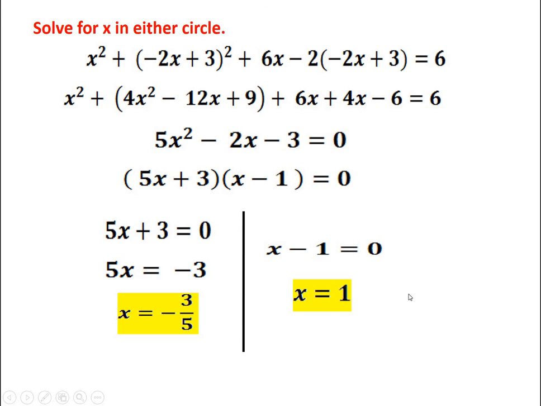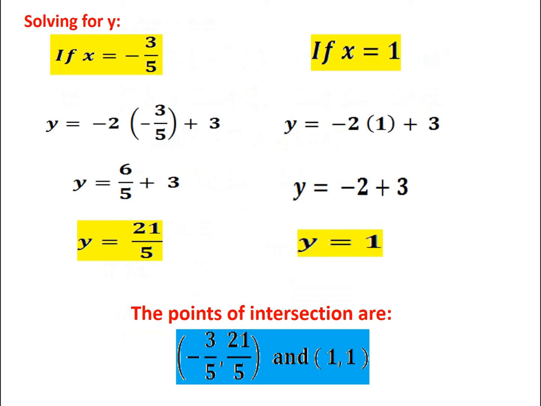So as you can see, the first x is negative 3/5. If x is negative 3/5, you just substitute that in the given equation of the line, which is y equals negative 2x plus 3. So in this case, we have negative 2 times negative 3/5 plus 3. To simplify further, this negative 2 times negative 3/5, you just multiply negative 2 with negative 3. So it is positive 6. And copy 5 as a denominator, then plus 3. And adding fractions, we have 21/5.